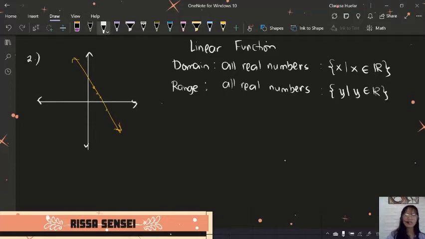Okay? Ibig sabihin, kung halimbawa ito, kung ito ay 3, ito ay 1, 3 is a real number, 1 is also a real number. Hindi tayo pwedeng makakita dyan ng square root of negative 1. Ang square root of negative 1 is not a real number. It is an imaginary number. And you will encounter this when you are in grade 9.